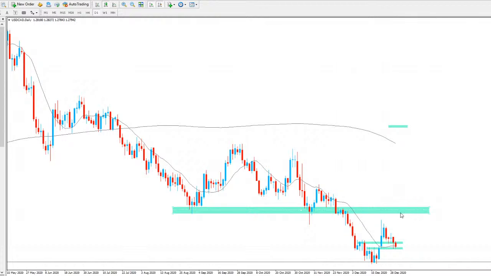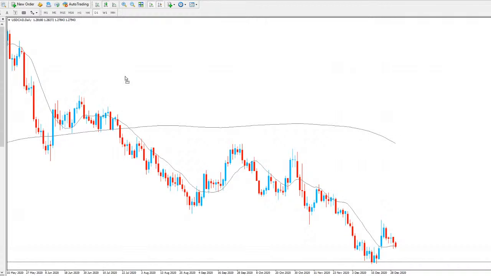to go and test that previous area of support, now turned daily resistance, then either see price roll back over again, potentially, or maybe see price go and break it and see more of a counter trend move to the upside. That's still a possibility there.